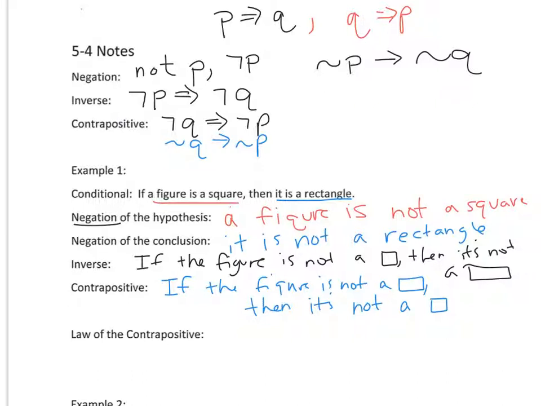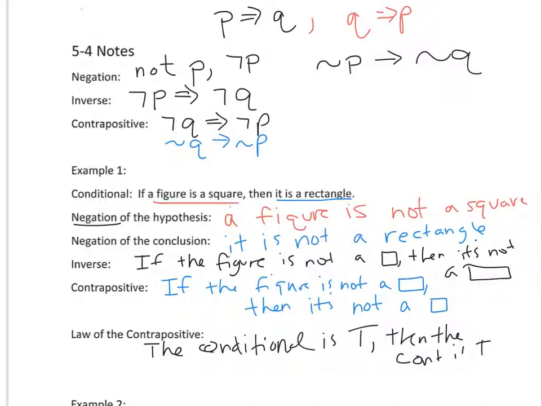Now the law of the contrapositive reads that if the conditional is true, then the contrapositive is true. And it also goes backwards. If the contrapositive is true, then the conditional is true. Same thing with false. Basically the truth value matches up for the contrapositive and conditional. So if you know the contrapositive is true, then the conditional is true. If you know the conditional is true, the contrapositive is true.